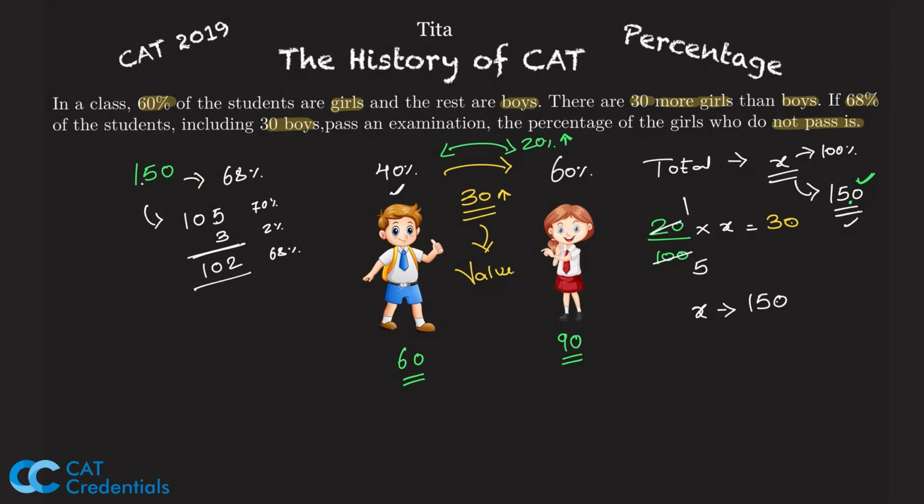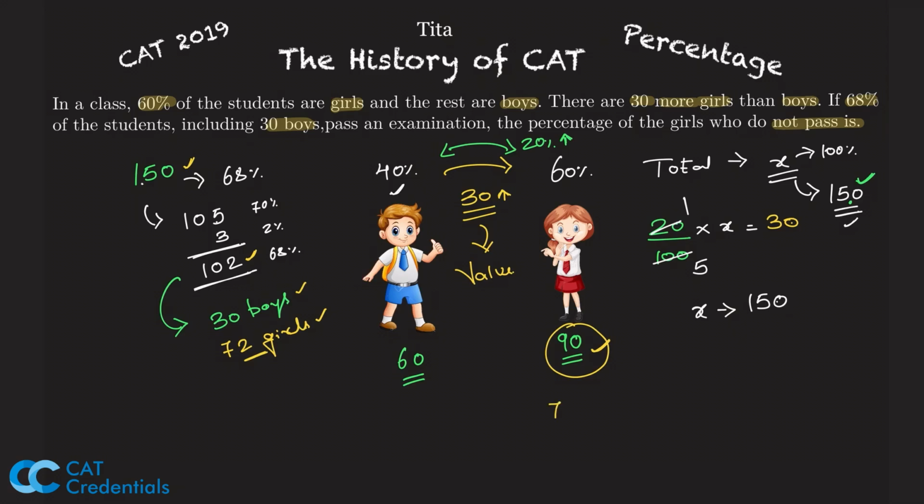So that comes out to be 102. So 102 students passed the examination, which includes 30 boys. Okay, out of this there are 30 boys. Then the percentage of the girls who did not pass the examination. So if 30 boys passed, can you tell me how many girls passed? 72, right? Because we know that the total number of students who passed is 102 out of 150, and this includes 30 boys and 72 girls, which means 72 girls passed out of the total 90 girls.